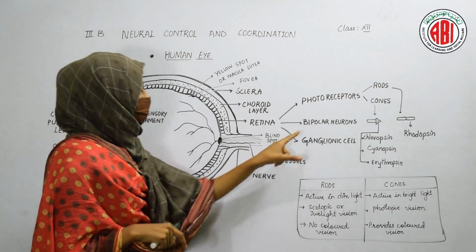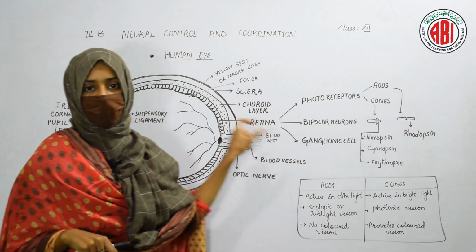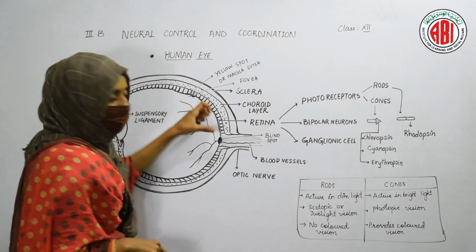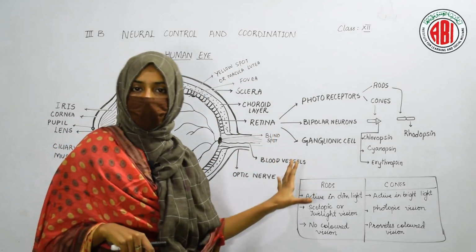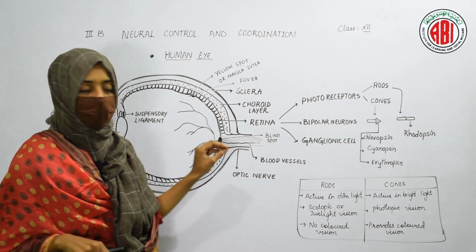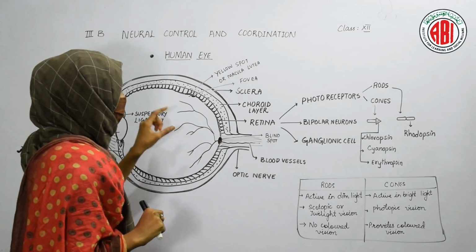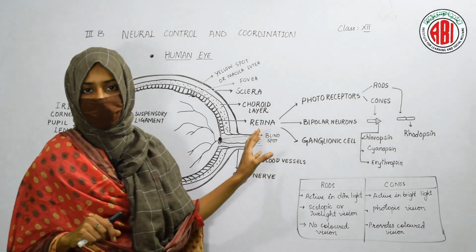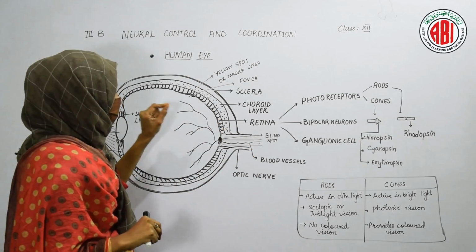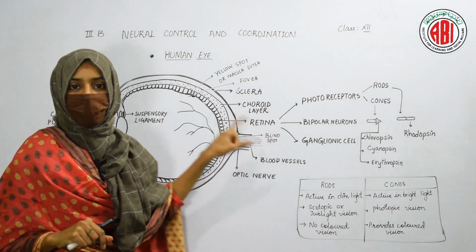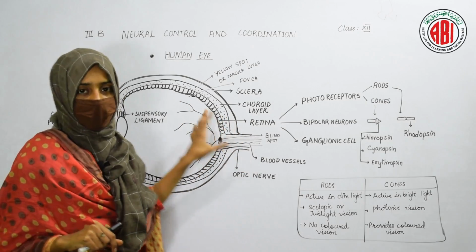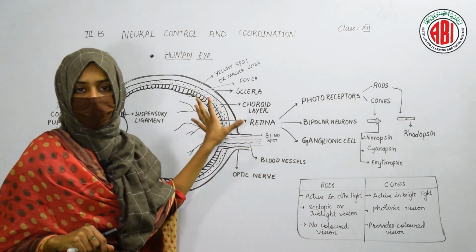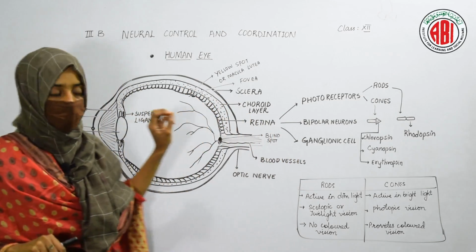Now, as I told you, bipolar neurons and ganglionic cells are present in the layer retina. These bipolar neurons and ganglionic cells take the message and move it to the peripheral nervous system. So, the way out for the nerve cells is the blind spot. The nerve cells can come out of the retina and transmit the message by the way called the blind spot. The blind spot is a way for both nerve cells as well as blood vessels. The blood vessels enter the eye through the blind spot, and the nerve cells move out of the eye through the blind spot only.